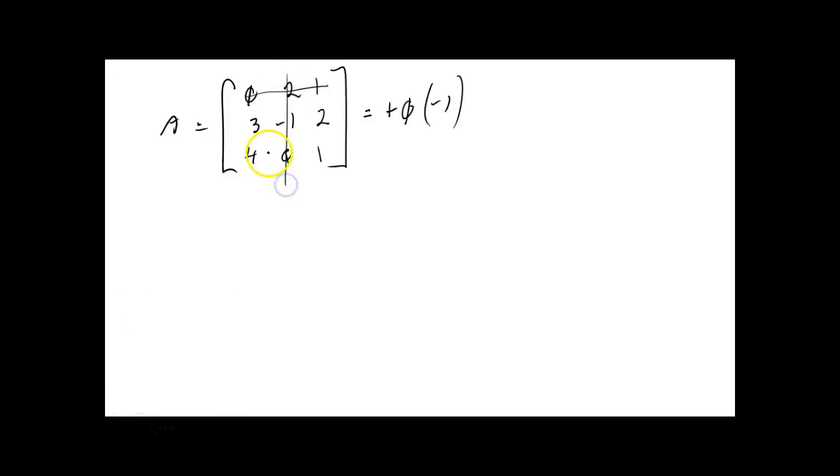Okay, go to the next one. The entry here is 2, but it's in a negative position. So I put negative 2 and then do the determinant that's left. And what's that?